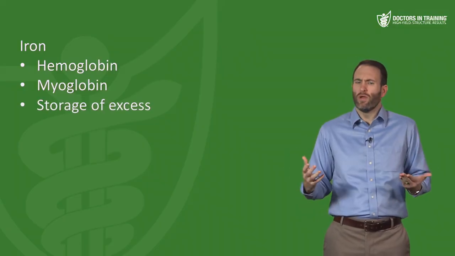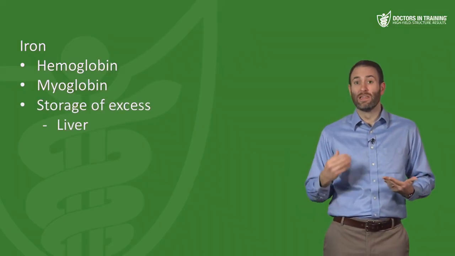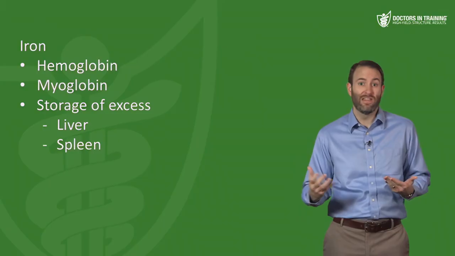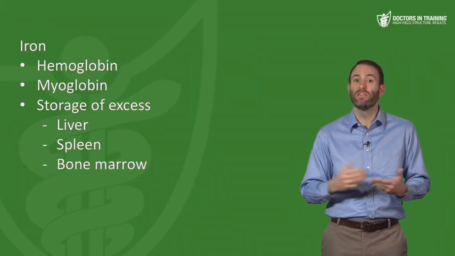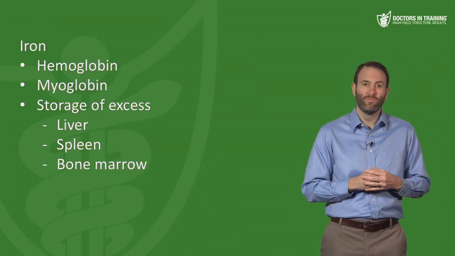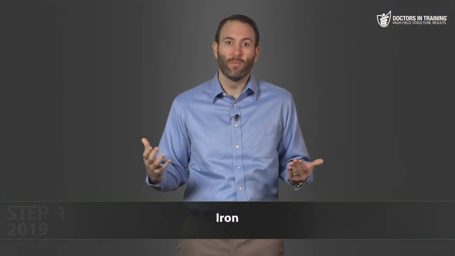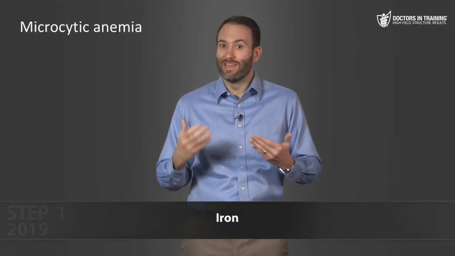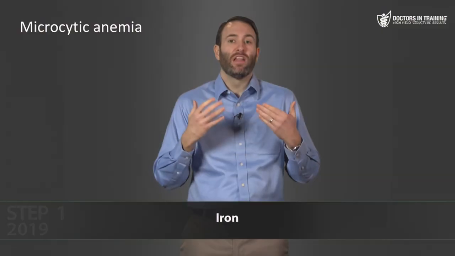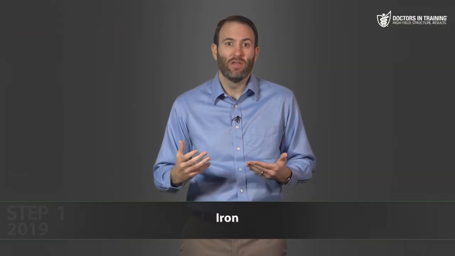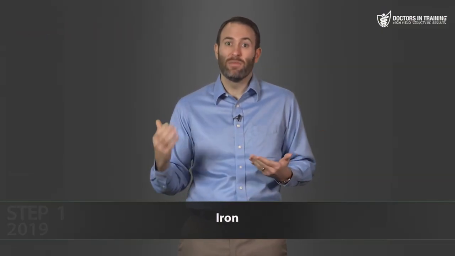So where do we store excess iron though? Well, you're going to store it in the liver, you're going to store it in the spleen, and then in the bone marrow. Those are going to be the biggest places that you're going to find iron stored. Now, if you don't have enough iron stored up, that will lead to microcytic anemia, and we're going to cover that a lot more in the hematology sections. Now, if you have too much iron, then that can be a problem as well.